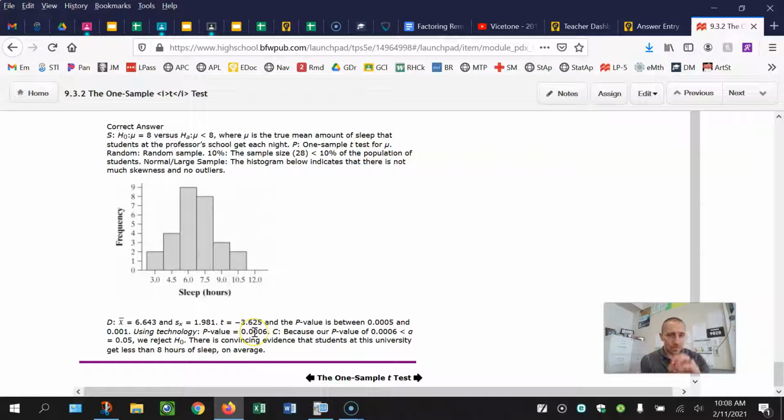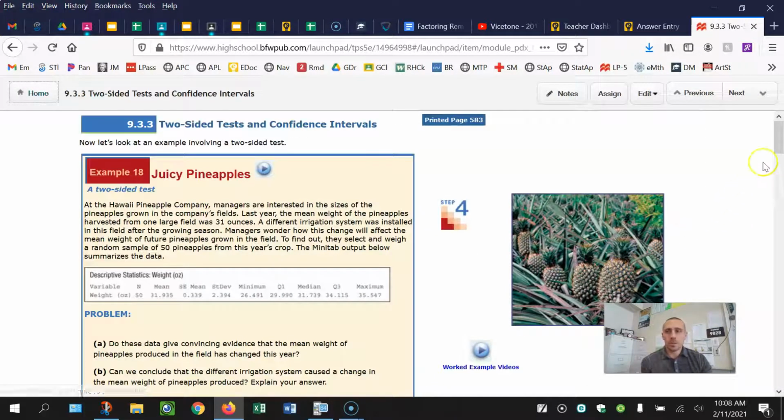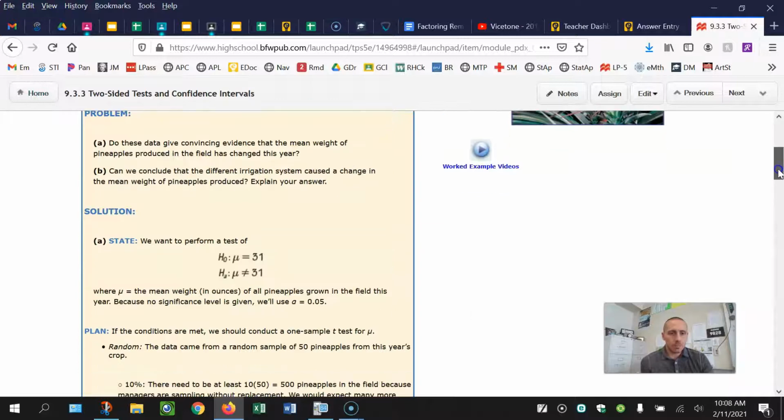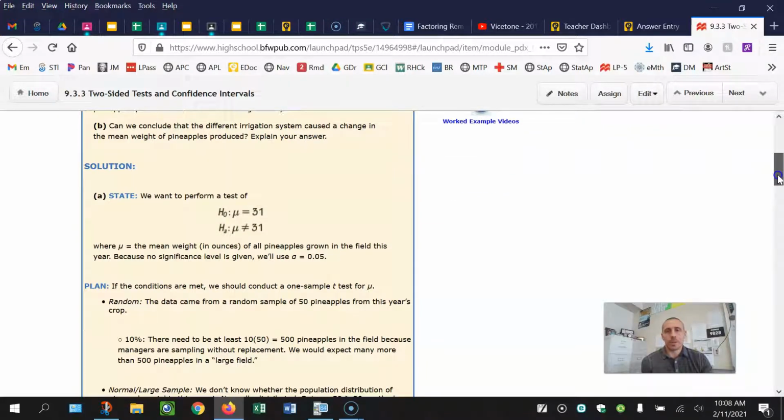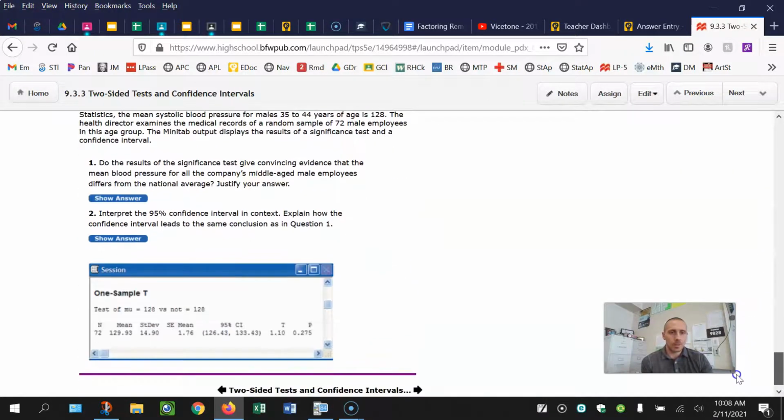So really small p-value, it's less than alpha equals 0.05. We reject the null. So we have convincing evidence that the true mean number of hours of sleep is less than 8. So looks like at this university that is indeed the case. Two-sided tests. We really kind of talked about this. The only thing that's different is when you find the area under the t-distribution, you double it to get the p-value. That's all that's going on there.